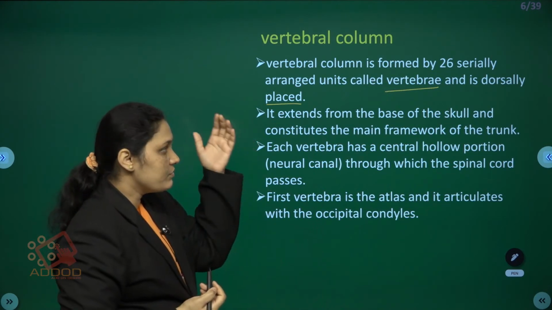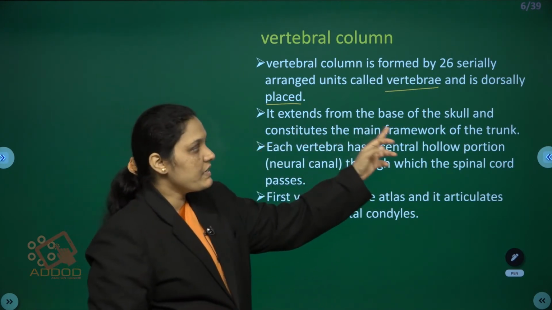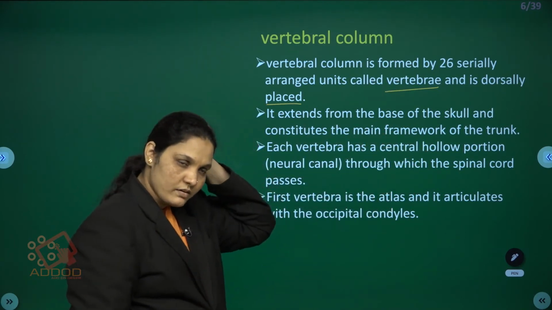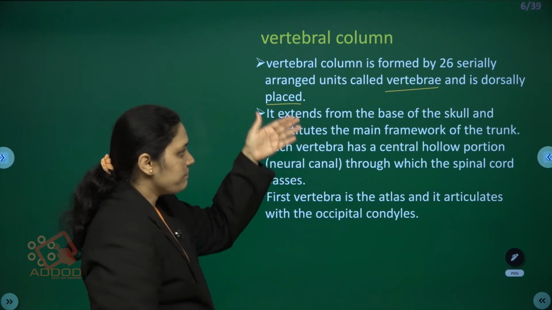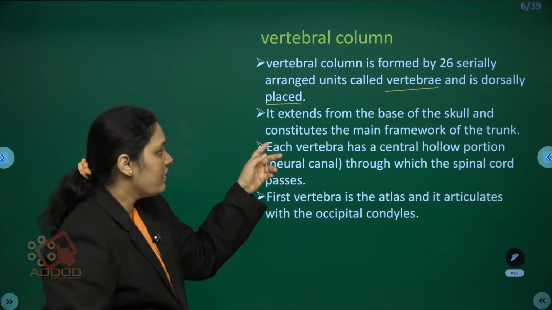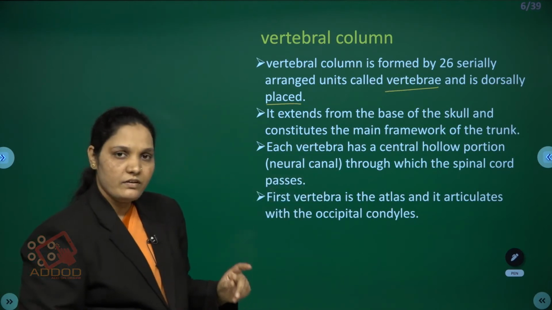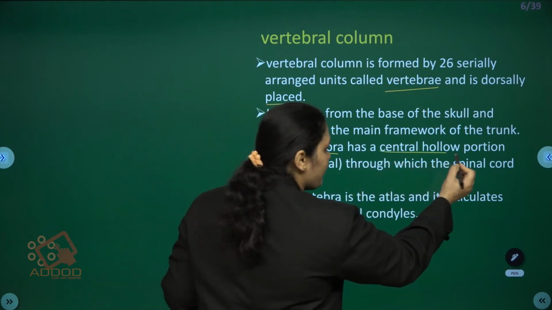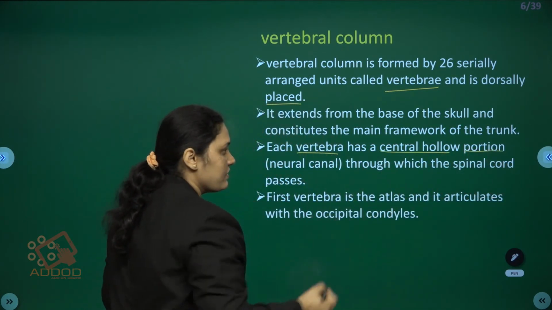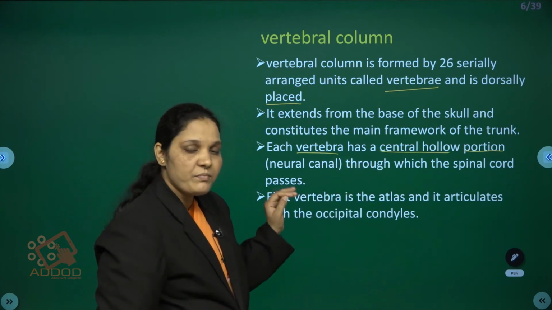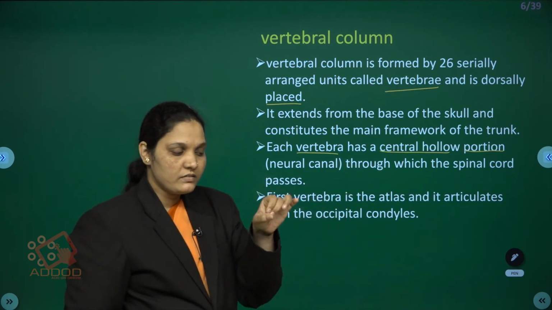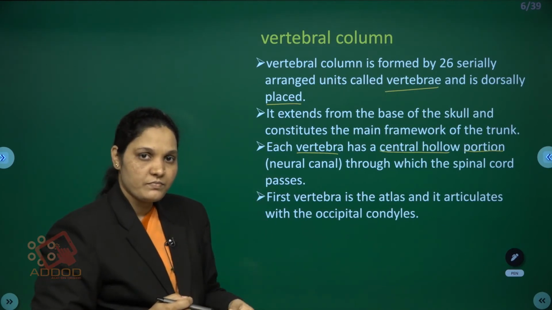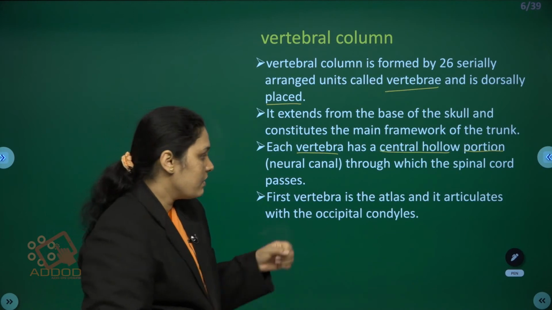So, it extends towards down from the base of the skull, the back side. From the base of the skull they extend and constitute the main framework of the trunk. Now, each vertebra has a central hollow portion through which the spinal cord passes. Like this, a round structure, inside which the spinal cord passes. They have a hollow space in the vertebrae.